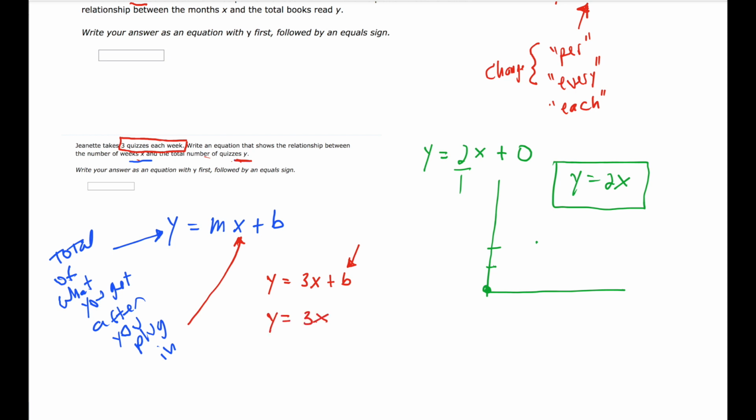So then look, if you go like this, and you go x and y, I could find out how many quizzes she took after 10 weeks by putting a 10 right here. You see? So how many did she take after 10 weeks? Okay, try the next one.